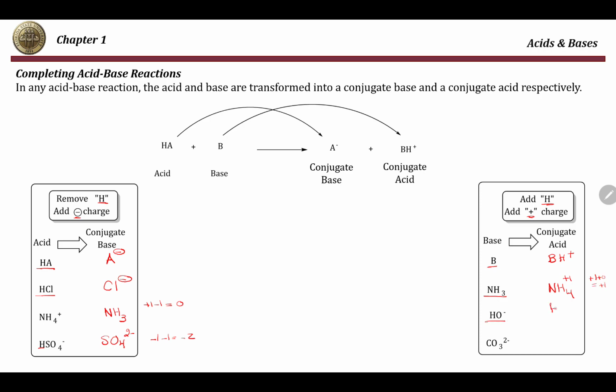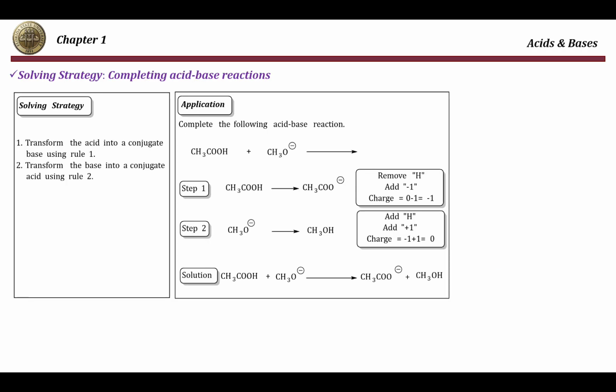HO minus, add one more hydrogen to become H2O, and the charge is neutral because we have minus 1 plus 1, so that's 0. For CO3 2 minus, it will be HCO3. We have minus 2 plus 1, so that's minus 1. That's why we'll just keep minus 1 here. So this is how we convert acids into conjugate bases, or bases into conjugate acids.